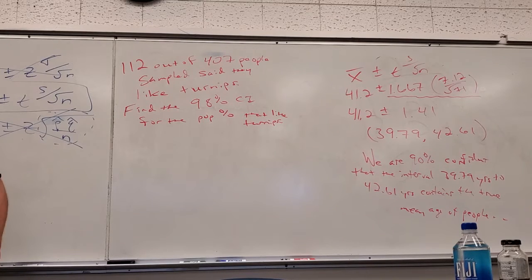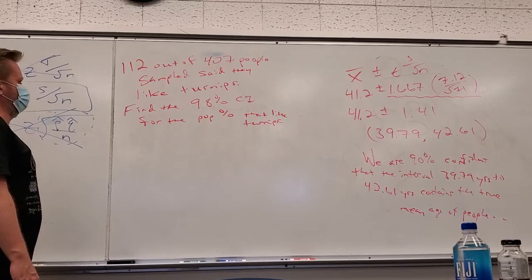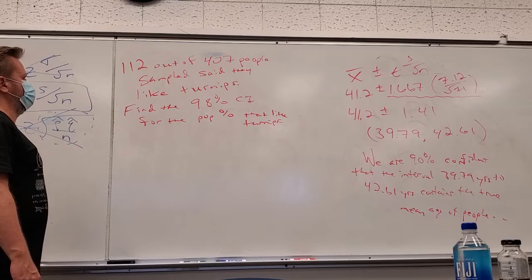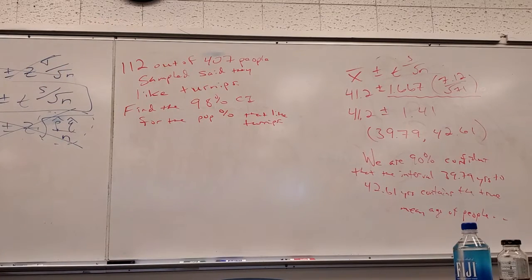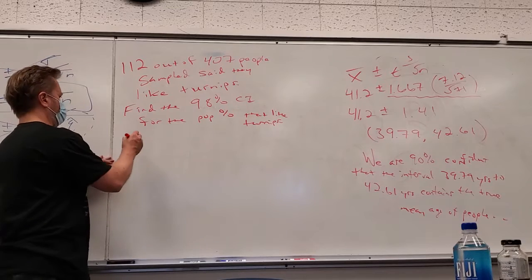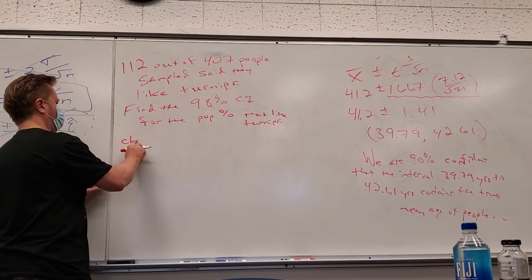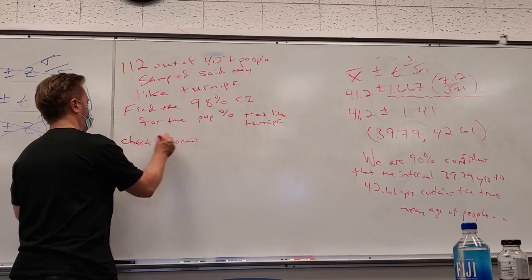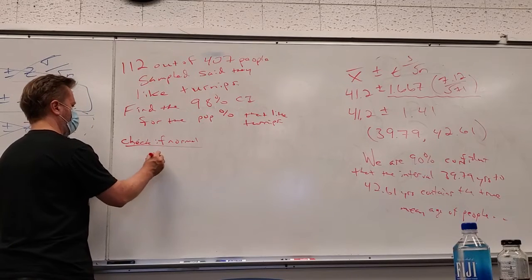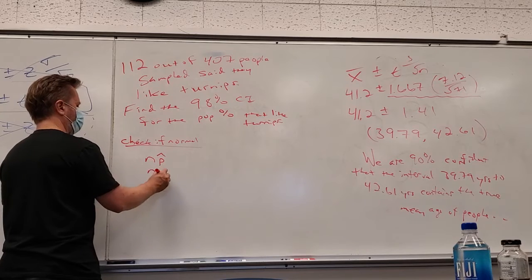So what's the very first thing we need to do? Am I allowed to do this problem? Yes. Why? What do I check? You have a sample of 407 people, and now you have to check n times p-hat, and n times q-hat.